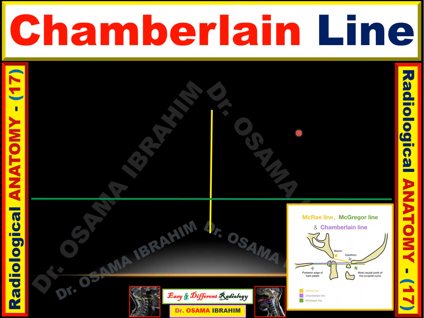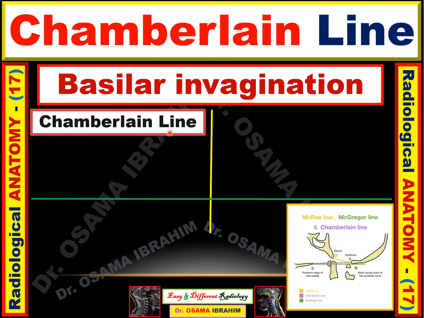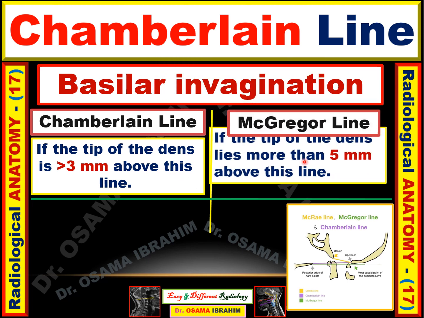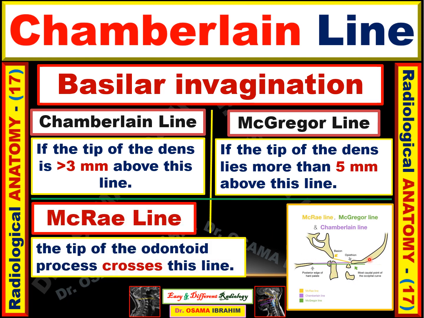And now, to diagnose basilar invagination, it can be diagnosed by measuring any one of these lines. The first line is the Chamberlain line, if the tip is more than 3 mm above the line, and the McGregor line, if the tip is more than 5 mm above the line. McGregor lines, as we see here, the yellow one. So if the tip of the odontoid process crosses these lines by any millimeter, it is considered a basilar invagination.